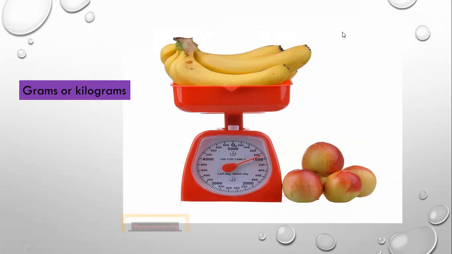Next time when you go with your parents to the supermarket to buy something, especially fruits or vegetables, see on the scale. If it is like this scale, you can see. If there is a digital scale there, the numbers will come. Okay, so you can understand what the weight is. For lighter objects, we use grams. For heavier objects, we use kilograms.